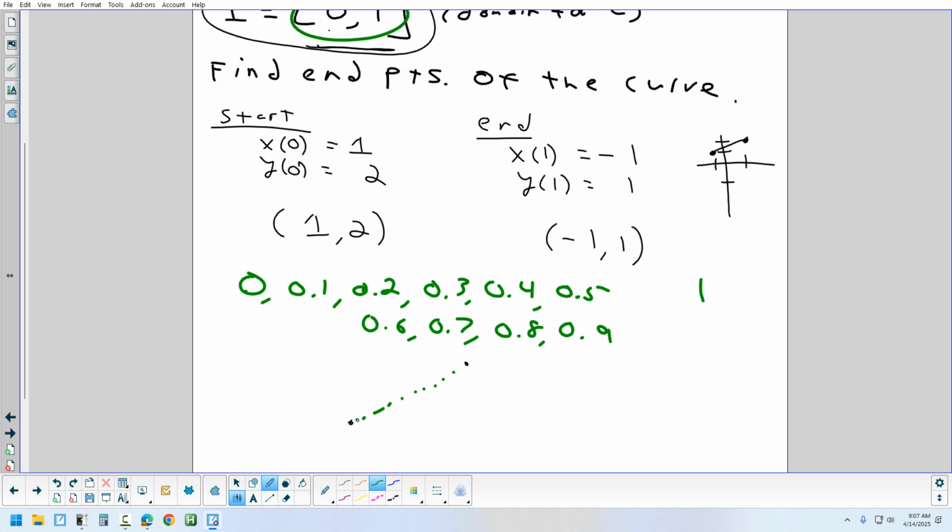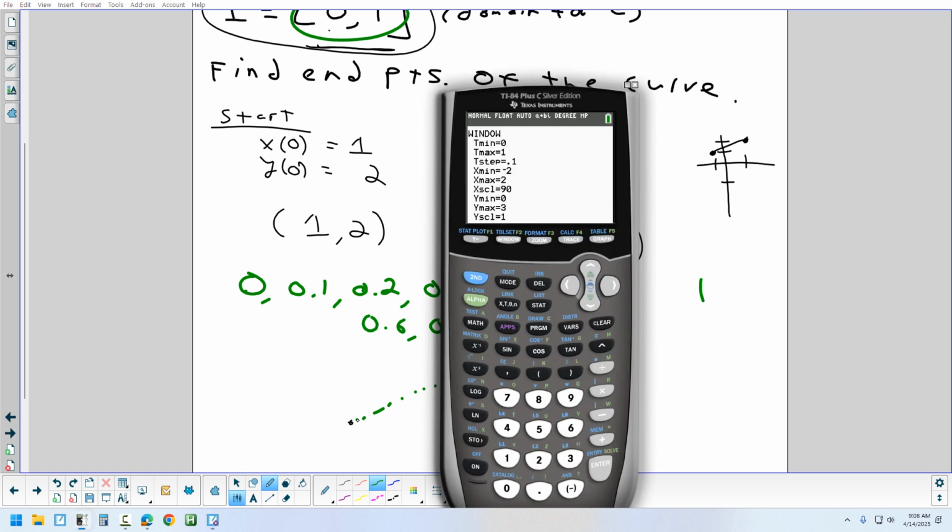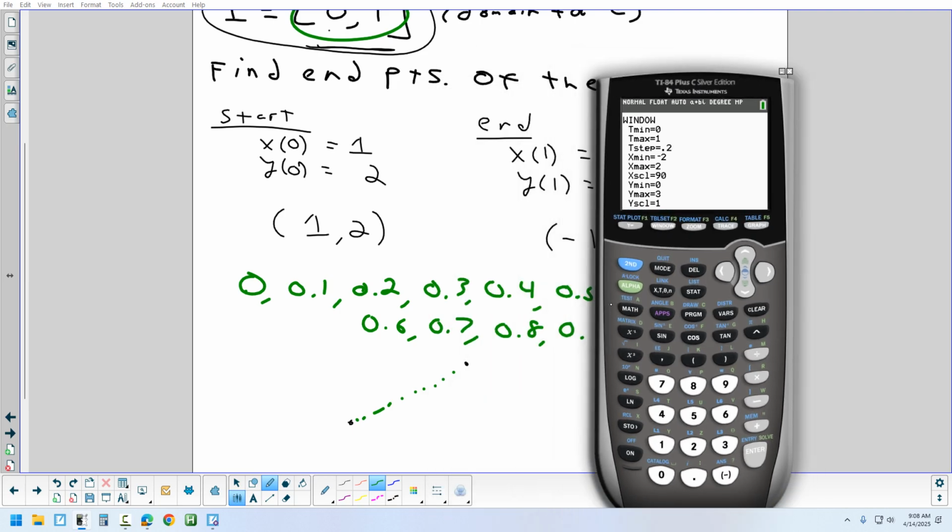So the t-step controls how many points you will graph. If I put it on 0.2, that's going to graph fewer points. Because what it's going to do now is start at 0, and it's going to grow by 0.2. So you're going to get 0, 0.2, 0.4, 0.6, 0.8, 1. So you're going to get 6 points going along your line segment instead of 11.